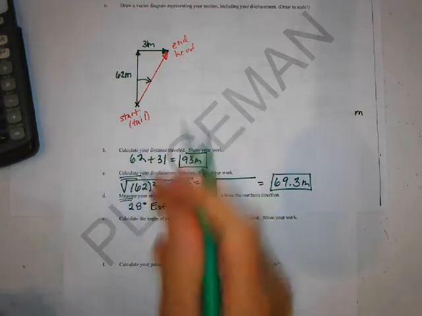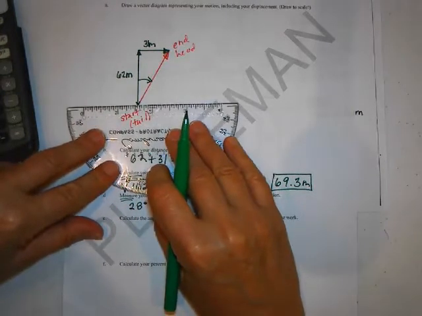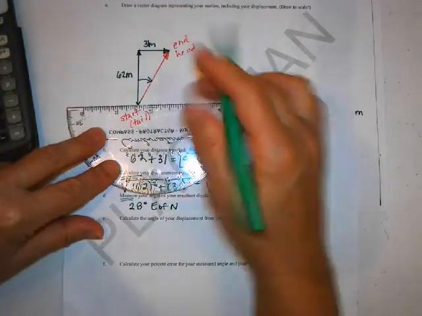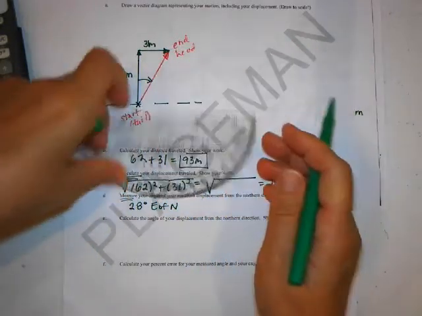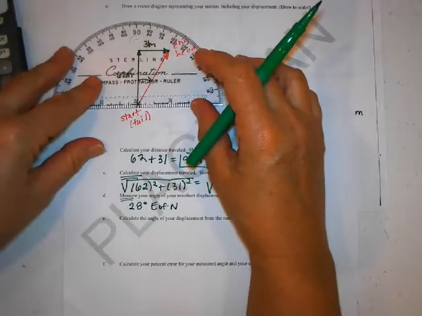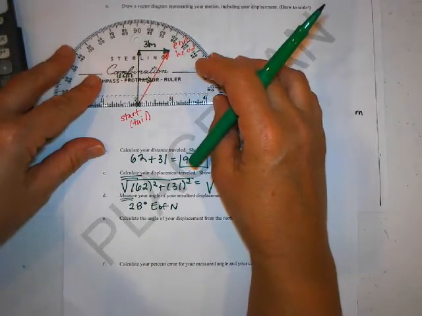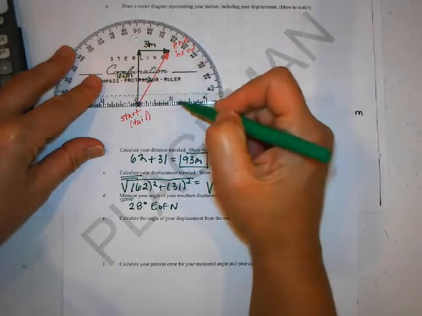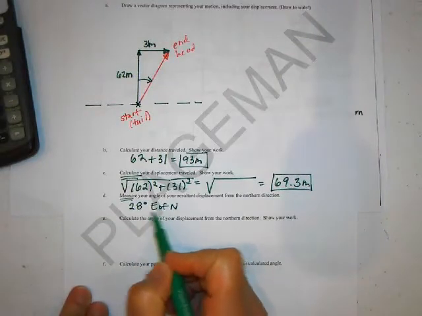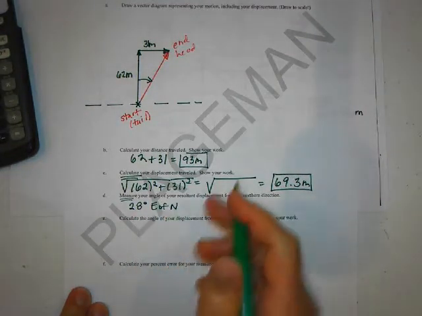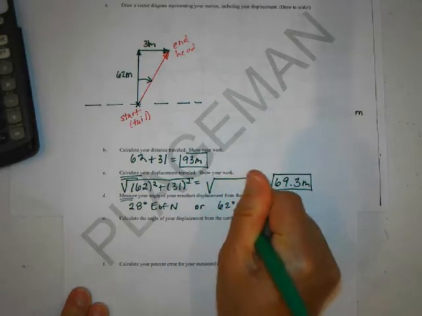Now, if I measure this other angle, I just draw a horizontal line there, take my protractor like this, and measure the angle this way. So it would either be 28 degrees east of north, or I could say 62 degrees north of east.